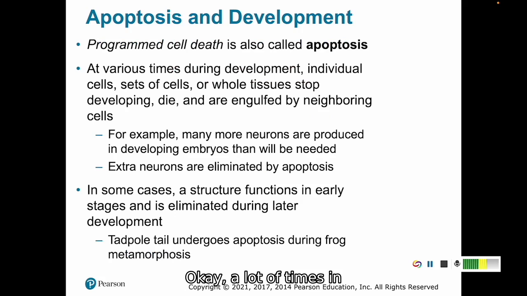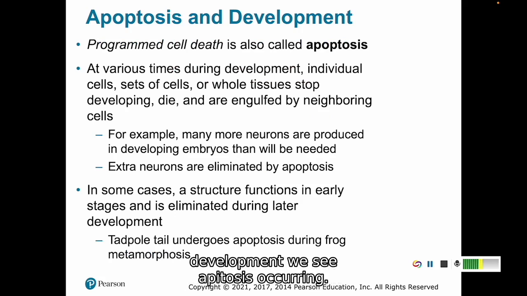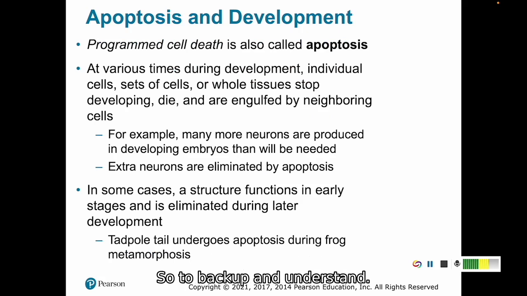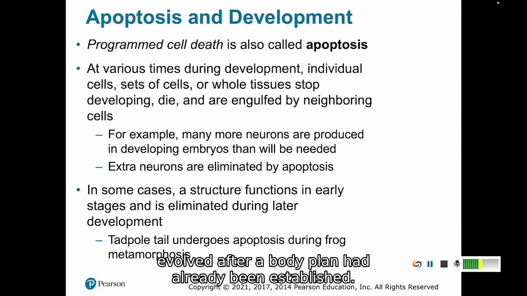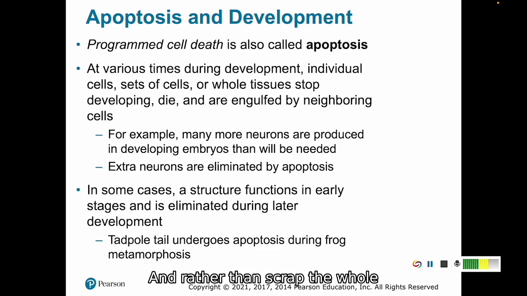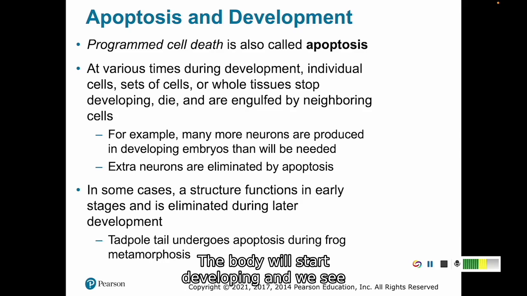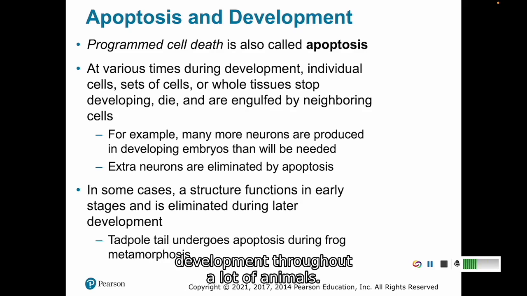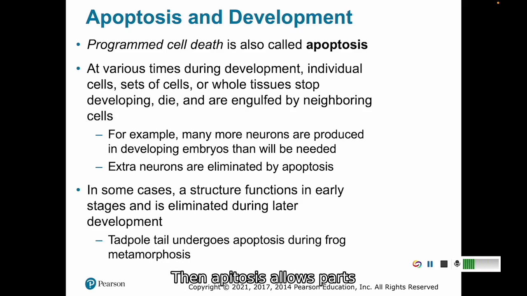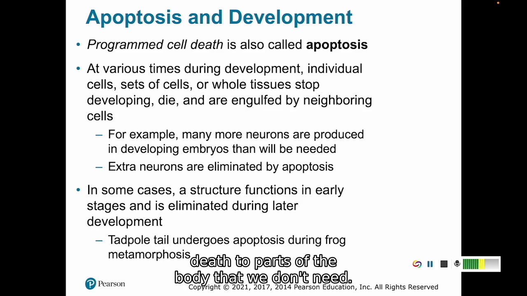Okay, a lot of times in development we see apoptosis occurring. Apoptosis refers to programmed cell death. So to back up and understand, a lot of vertebrates evolved after a body plan had already been established. And rather than scrap the whole body plan and start fresh, a lot of it was just discarding parts that you don't need. So the body will start developing, and we see a very similar plan of development throughout a lot of animals. And then apoptosis allows death to parts of the body that we don't need.